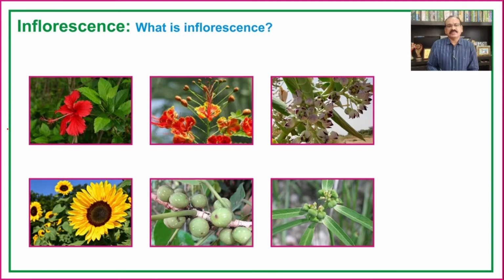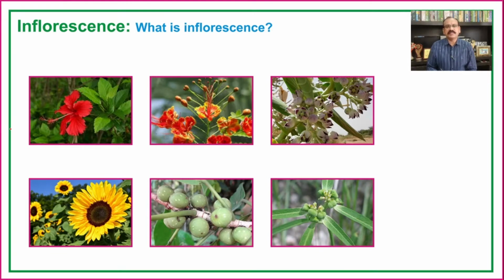So, first of all, what is inflorescence? If we see the definition of the inflorescence, then it is the mode of arrangement of the flowers on the stem or axis. Means in different plants, there is a development of different types of flowers in various arrangements. And this way of arrangement of the flowers on the stem or the axis is nothing but the inflorescence.